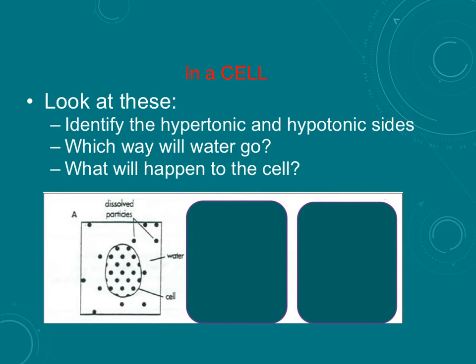Here's another example. Which would be the hypertonic side and which would be the hypotonic side? The little black dots represent the solutes. If you said the inside was the hypertonic side, you are correct. Whereas the outside is the hypotonic side. So which way will the water move? The water will move into, we'll call this a cell here, it will move into the cell, forcing the cell to swell.